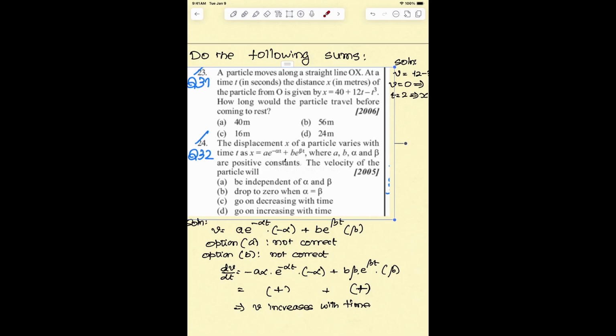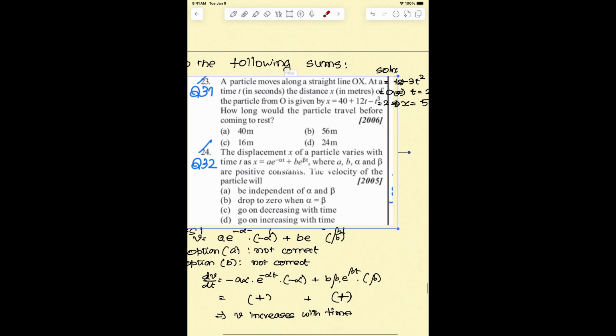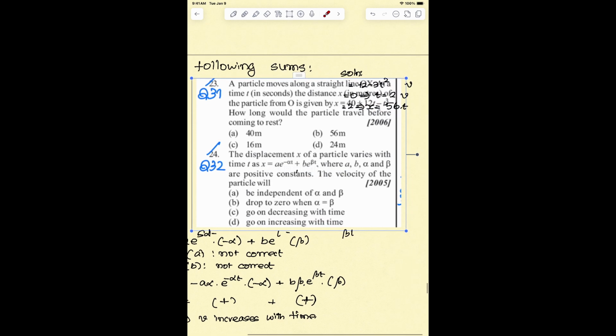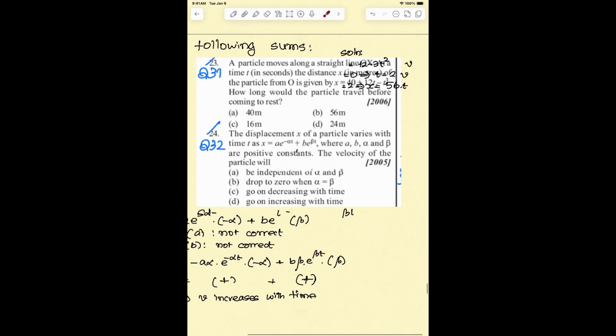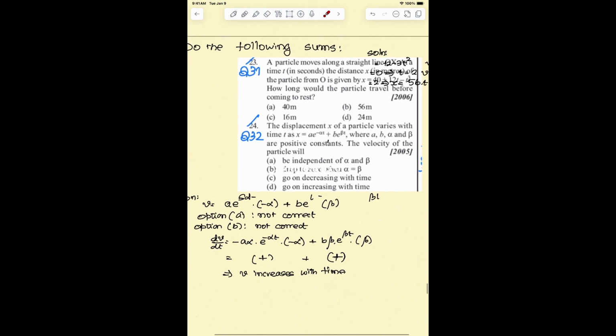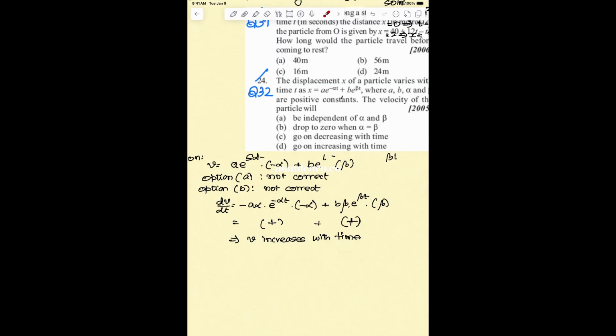Displacement of a particle varies with time as, the displacement as a function of time again. So this is displacement as a function of time, where a, b, alpha, beta are positive constants. Then the velocity of the particle: they want the velocity expression. Differentiate it, you get it like this. In order to know whether velocity increases or decreases with time, we have to differentiate once more to get this. Therefore, this becomes plus always, this becomes plus always. The velocity increases with time. Therefore, this is the answer, D.